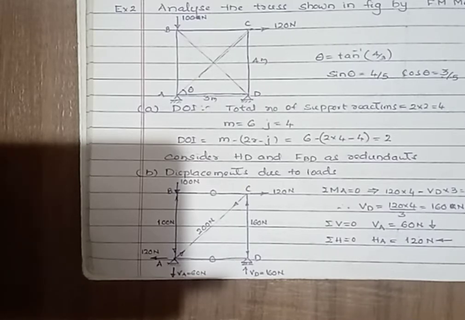acting vertically upward. Now by applying the equilibrium equation, summation of V equals 0, therefore VA equals, 100 is acting in downward direction, 160 is acting in upward direction. Total upward forces equals total downward force. Therefore, VA becomes 60 Newton in downward direction as shown in figure. Then summation of H equals 0. Here, by applying that equilibrium equation, HA equals 120 Newton towards left side.